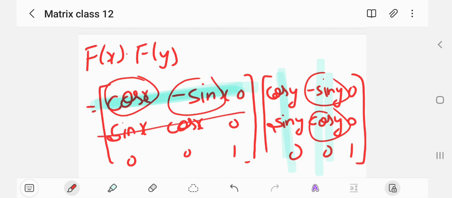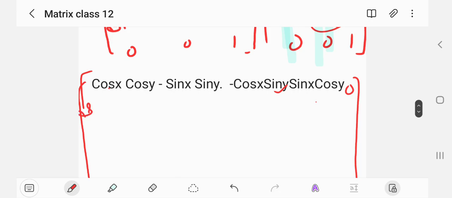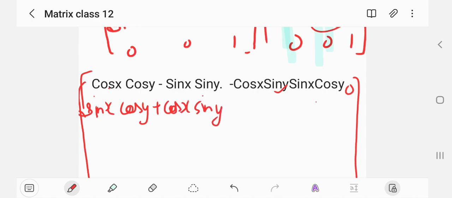Now this row is multiplied with this column. When I multiply this row with this column, what will I get? As you can see, I get sin x cos y, cos x sin y. So I get sin x cos y plus cos x sin y. This is what I will get.